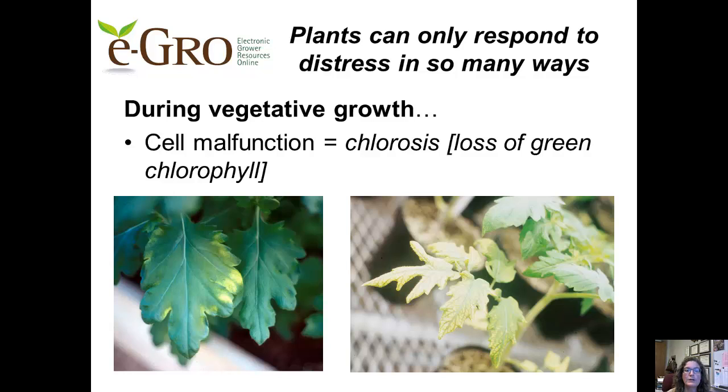The loss of green chloroplasts, which are the organelles within plant cells where photosynthesis occurs, can be caused by many things, such as the oxygen deficiency to the root system of the cutmums in the photo on the left, or magnesium deficiency to the tomato in the photo on the right. But in both cases, it manifests itself as chlorosis as a result of cell malfunction.